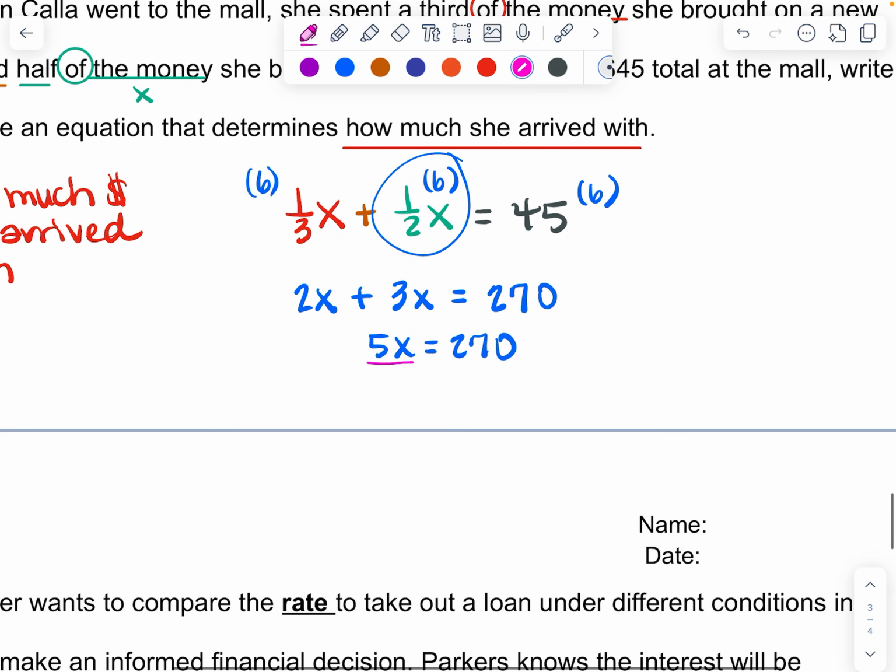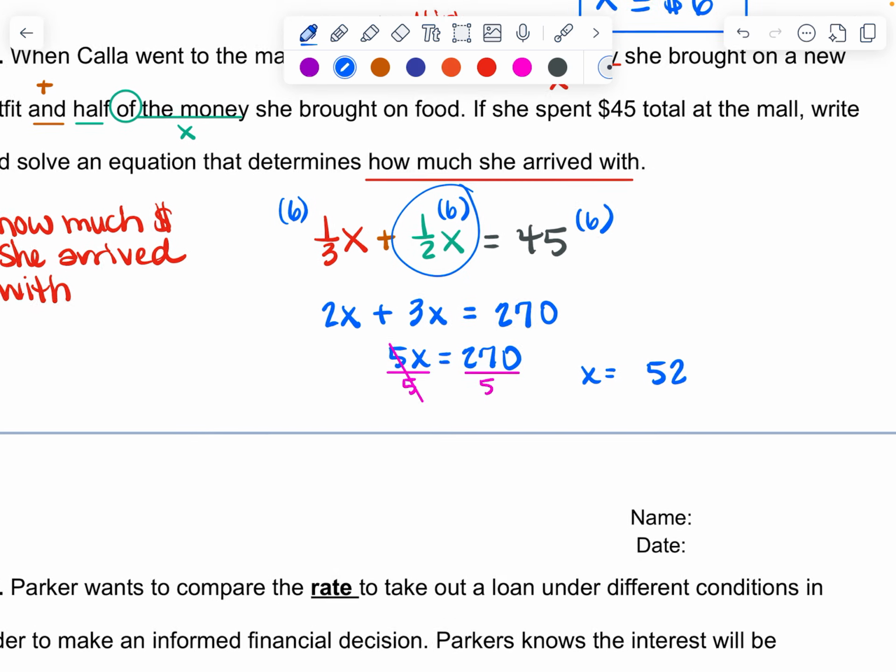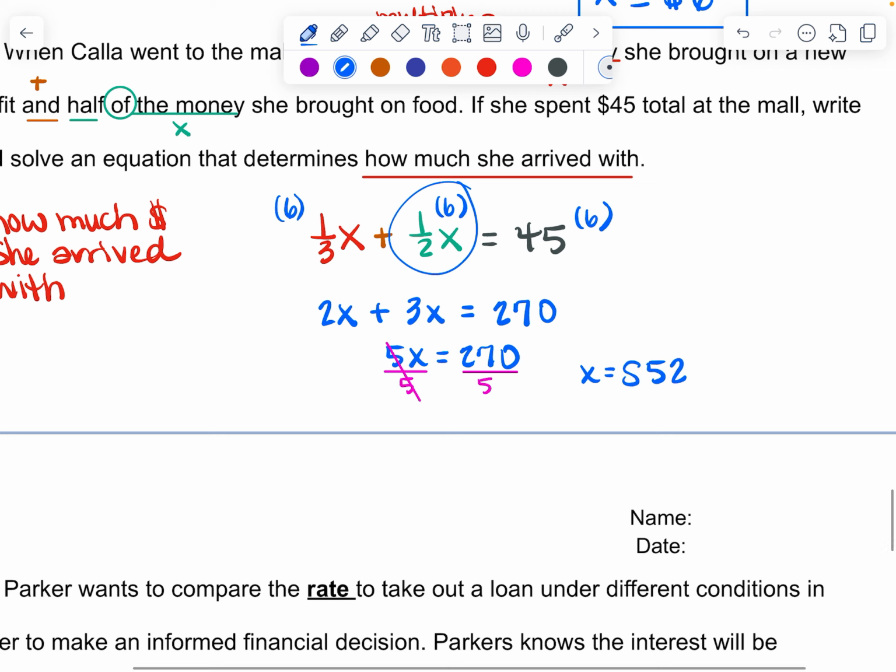And then, of course, at this point, we need to actually start solving for x, getting the x by itself by moving the 5 multiplier to the other side by division. And that's going to give us our answer. What are we going to get? 52. And 52 what? $52 is how much she came to the mall with.